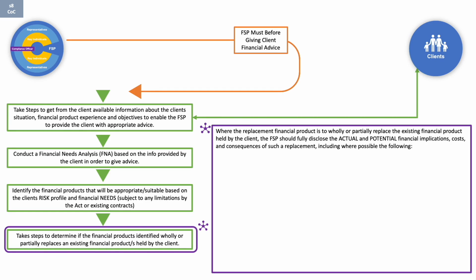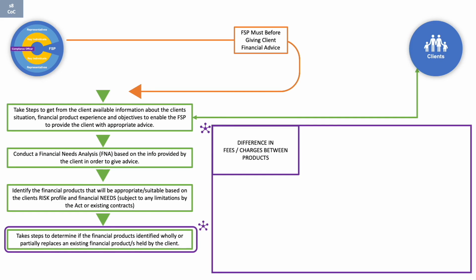So, as mentioned earlier, where the financial product or products held by a client is replaced, wholly or partially, the FSP should fully disclose the actual and potential financial implications relating to costs and consequences of such a replacement, including, where possible, the following: difference in fees and charges between the products, special terms and conditions which may be applicable to the replacement product as compared to the terminated product.